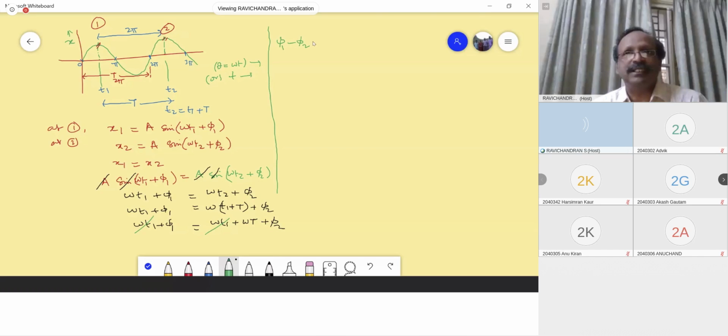But the phase difference between this is 2 pi radians. 2 pi is equal to omega into T. So omega is equal to 2 pi by T. This is the angular frequency.